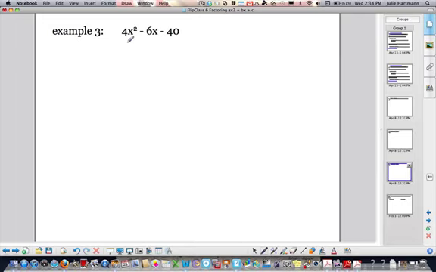Okay, I'm going to do one more example with you. Example 3, 4x squared minus 6x minus 40. Does that have a greatest common factor? Yes. 2 goes into everything. So if we factor 2 out, we're left with 2x squared minus 3x minus 20. We still have a 2. From there, 2 didn't come out of the 3. So we're going to use our multiplying and then grouping it.